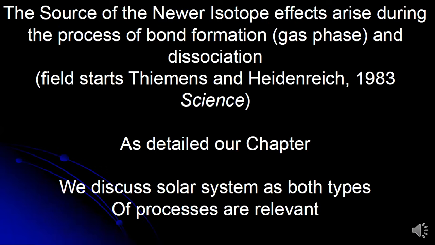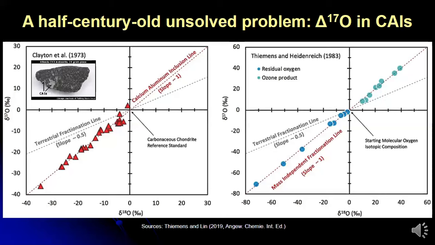All of these new effects, in one way, shape or form, arise because of either bond formation or dissociation. What I'm going to talk about here, which we discuss in the chapter, is what happens during these processes that gives rise to the effect. What can we know in more detail that will help us interpret data?